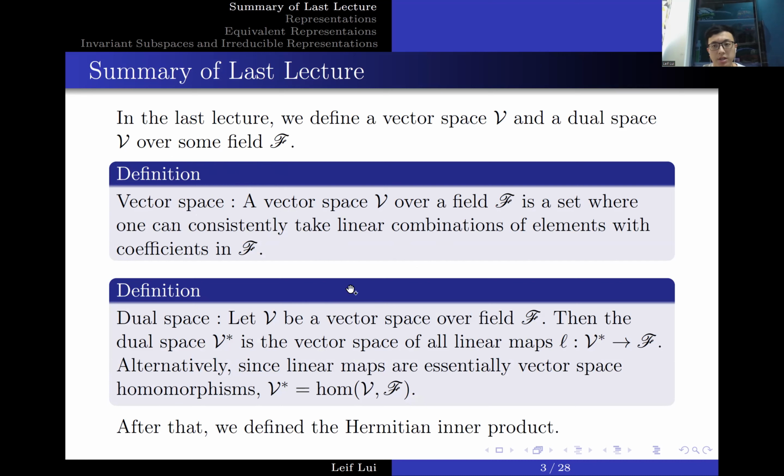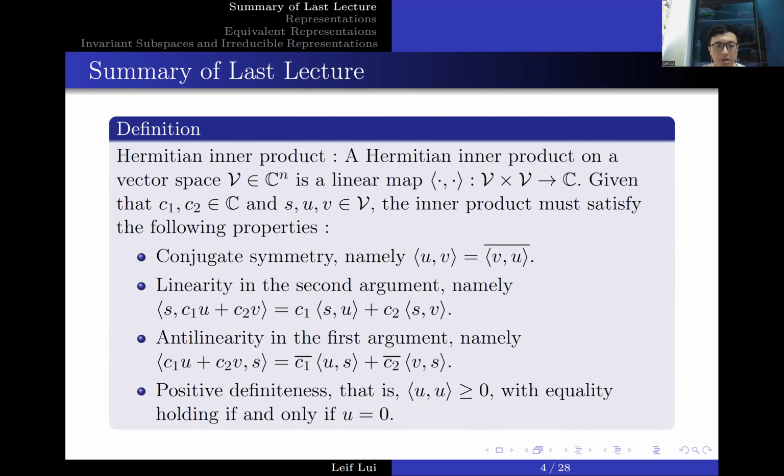After this, we defined the Hermitian inner product. The Hermitian inner product is basically a mapping such that if we have a vector space and its dual, it maps to a complex number, and it must have the following properties, namely conjugate symmetry, linearity, antilinearity, and positive definiteness.